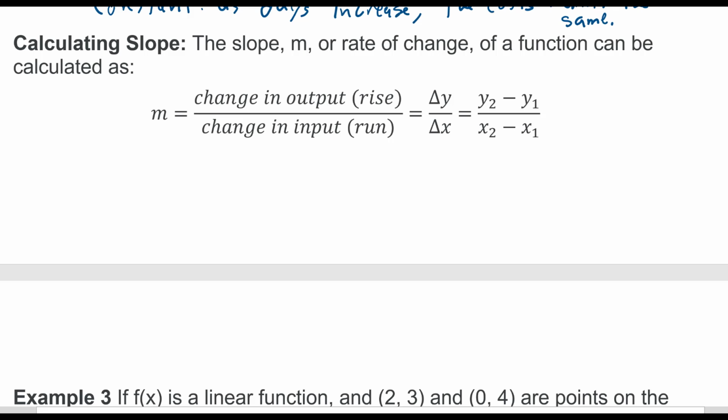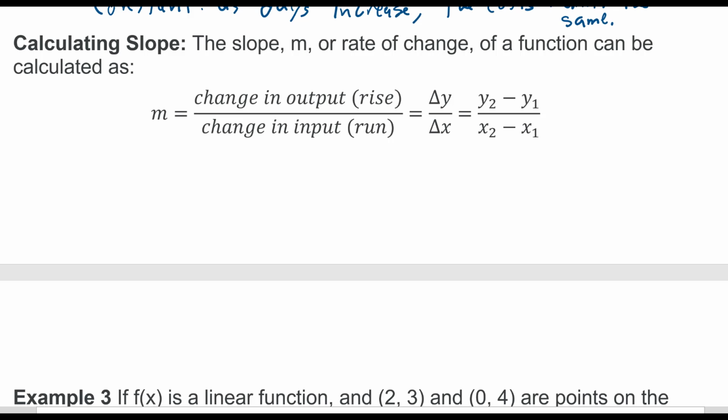Now let's get to the fun stuff. Calculating slope. The slope m, or rate of change of a function, can be calculated as m equals the change in output, the rise, over the change of input, the run. You may have heard it said rise over run. Or delta y, the change of y, over delta x, the change of x. So it's y2 minus y1 over x2 minus x1.